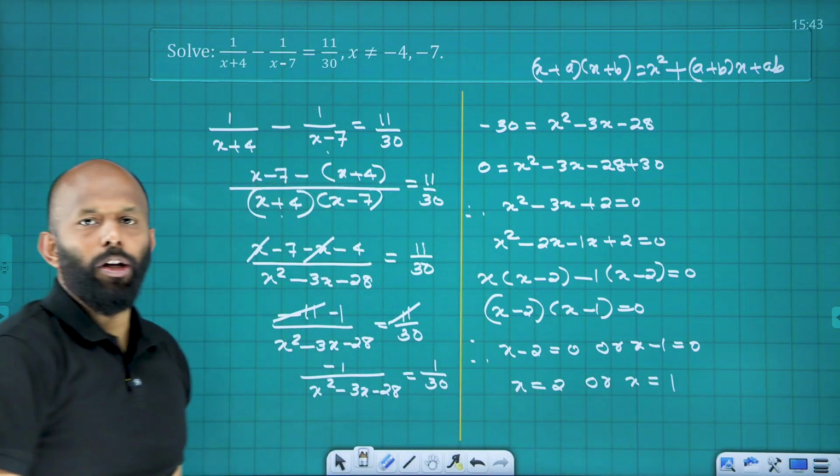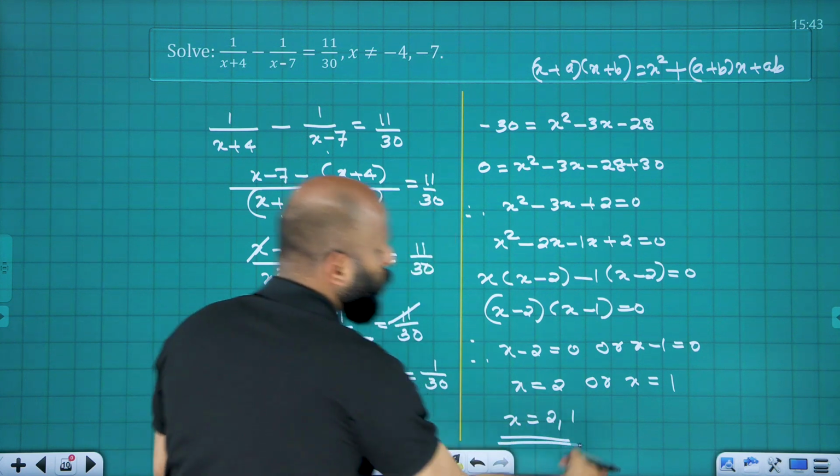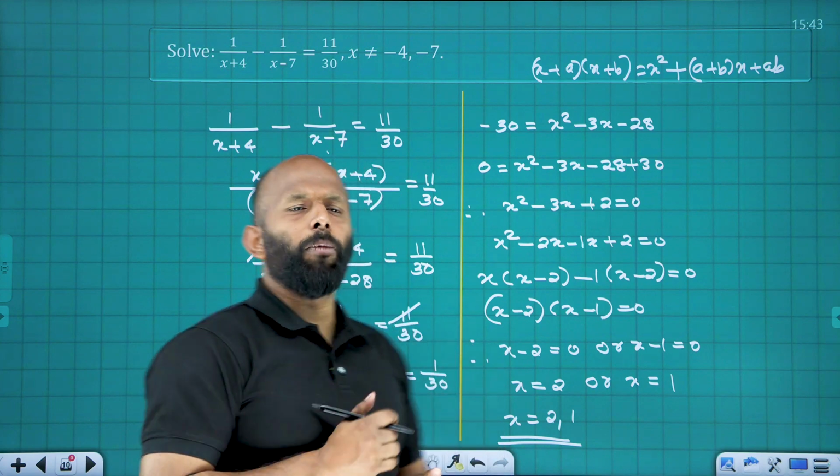So, here we got the values of x, that is x is equal to 2 comma 1. x is equal to 2 comma 1 is our answer. Hope all of you understood this question. Now we can move to the next one.